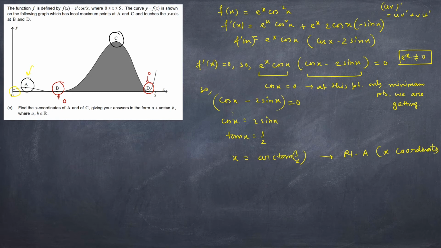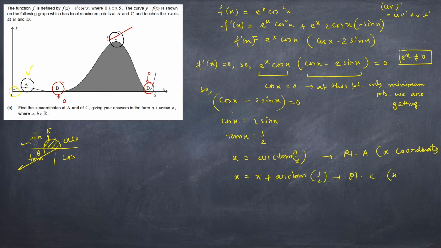And to find out the coordinate of C, as we know, this particular form, that is, all sin tan cos, obviously we can get this particular value in this quadrant also. So this quadrant is the pi plus quadrant. Because this particular part is pi, ultimately this angle will be pi plus the angle. So again we can write x equals pi plus arctan half. This is the x coordinate for the point C.